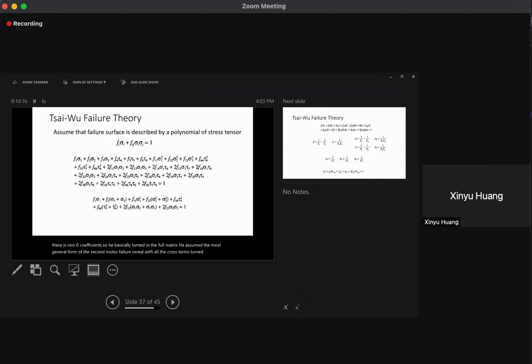There are many parameters. Okay. And using symmetry, you can simplify a little bit. Even when you simplify a little bit, it is way more complicated than the Tsai-Hill theory. So the difference between Tsai-Hill and Tsai-Wu is that Tsai-Wu turned on all the interactive terms: Fij, sigma i, sigma j. There are many terms.